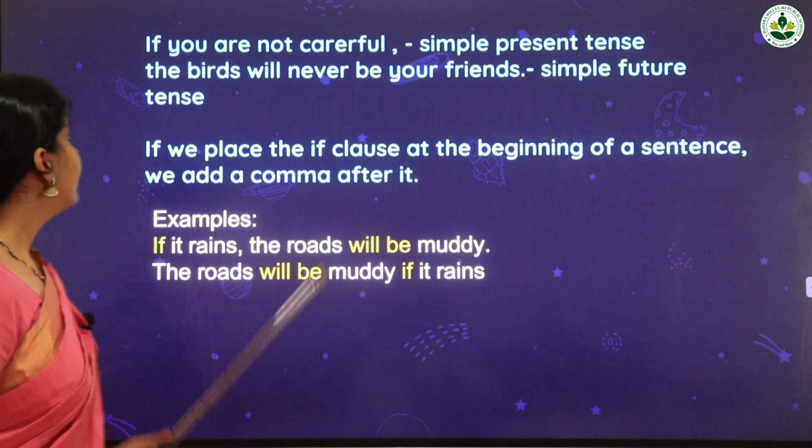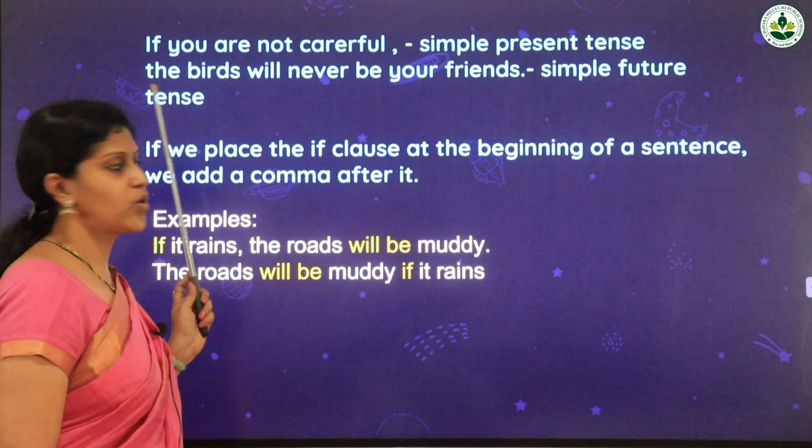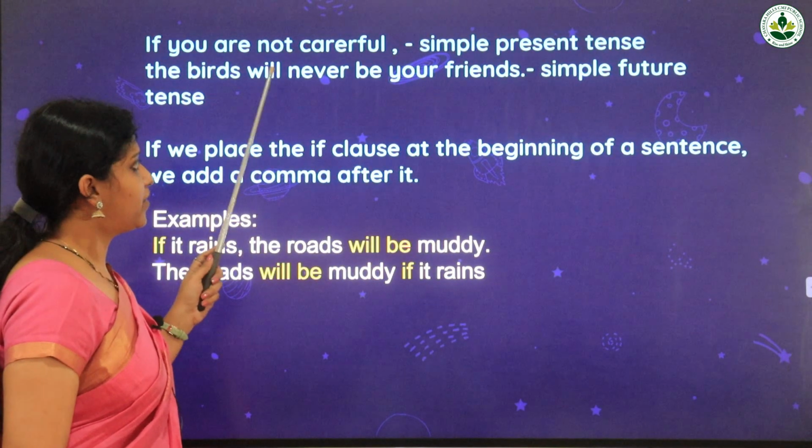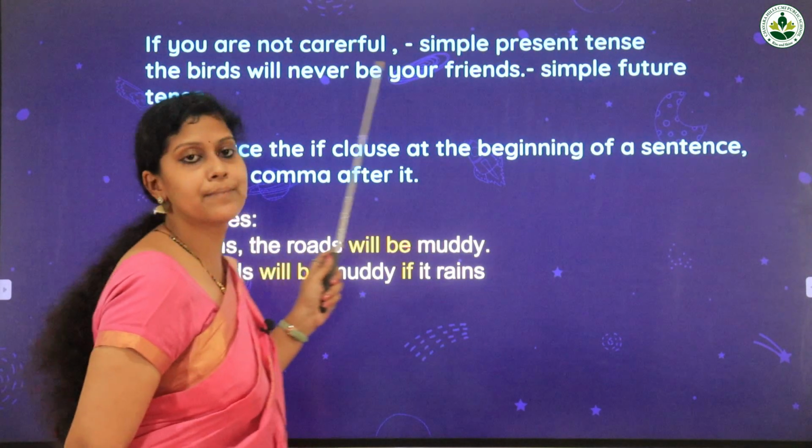Then let us look at some more specialities of this. If you are not careful, this sentence is in simple present tense.